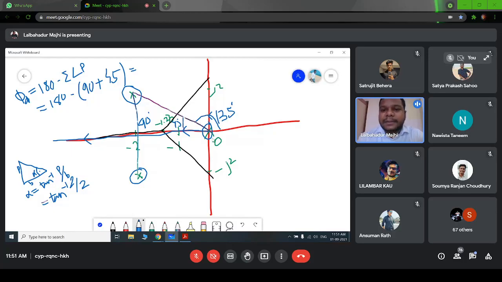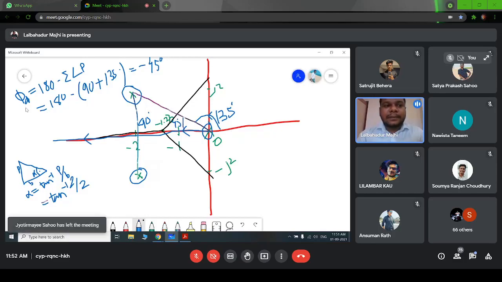The angle contribution by the pole at the origin is 135 and the angle contribution from this lower complex pole is 90 degrees. So we will get, this one should be 135. So we are getting minus 45 degrees. Clear? Sorry, my bad, I assumed this angle. So clear? How to calculate this phi d, this angle of departure? Anyone?